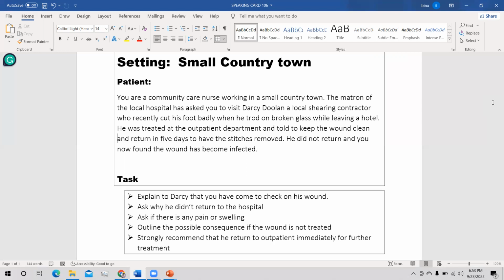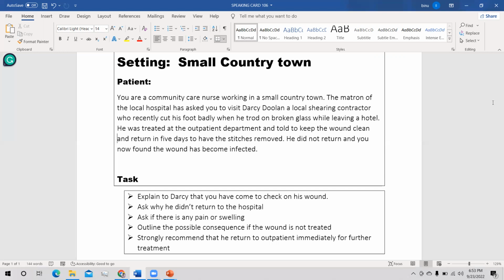Okay, so he had stitches, and once he was treated in the outpatient department, he didn't return, and you have now found the wound has become infected. Did the patient come back to the hospital? No, not at all. But you found the wound infected. Then how did it happen? Definitely not in a Zoom meeting, right? Yeah, you had a visit. So this is a home visit. Okay, we can discuss this one by one, bit by bit.